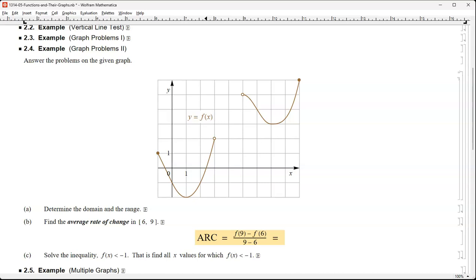So did you find those? 1, 2, 3, 4, 5, 6, 7, 8, 9. This is the last. And then move vertically up. Get to the point, and what's this y-coordinate value? And then f of 6, 2, 3, 4, 5, 6 right here. And then move vertically up until you hit a point on the graph. And what is this y-coordinate value?